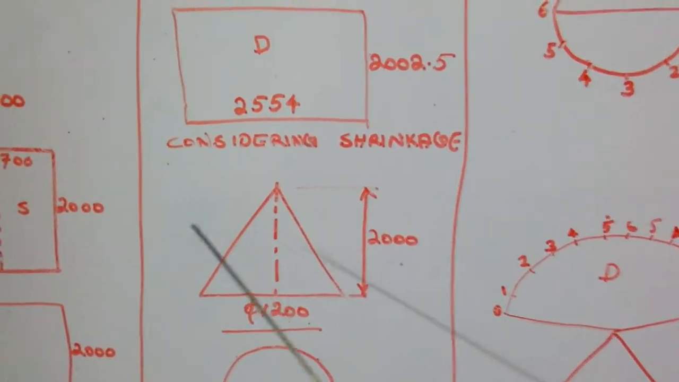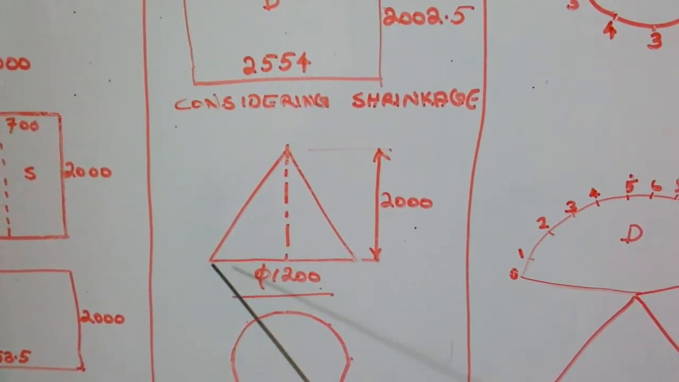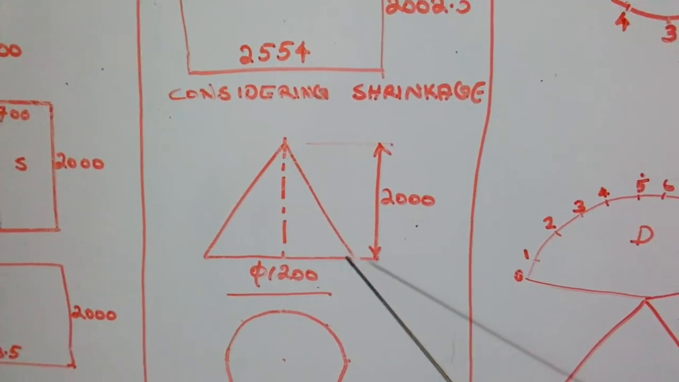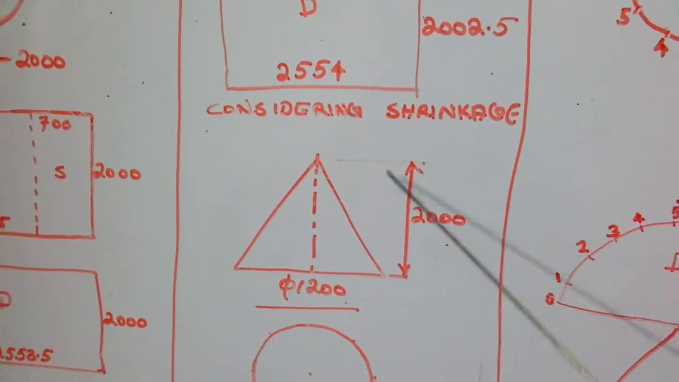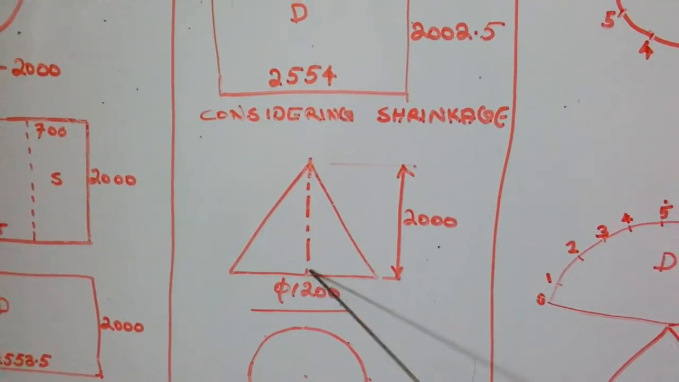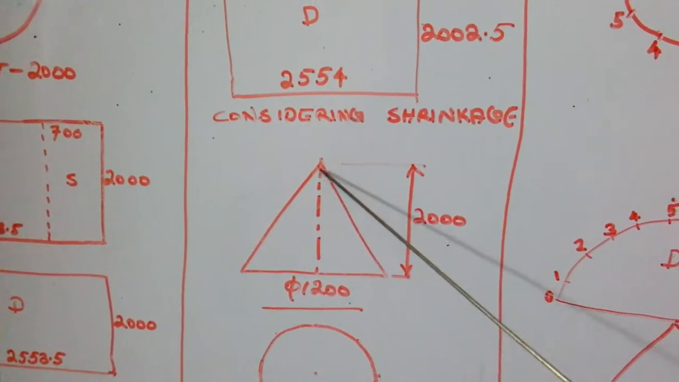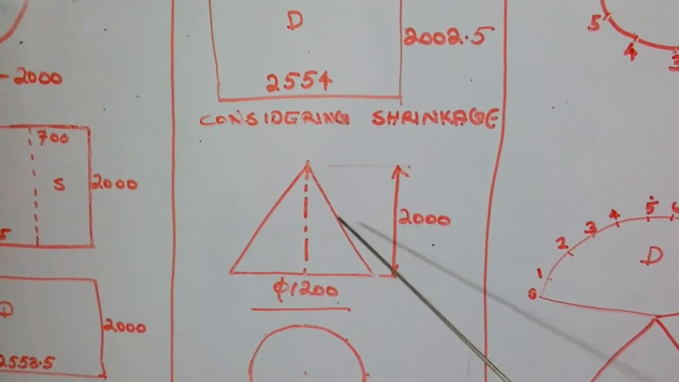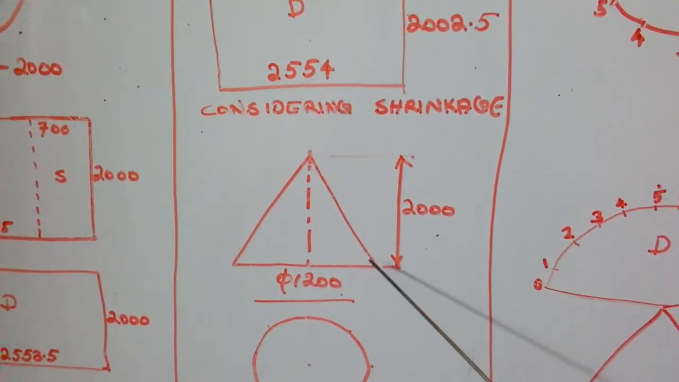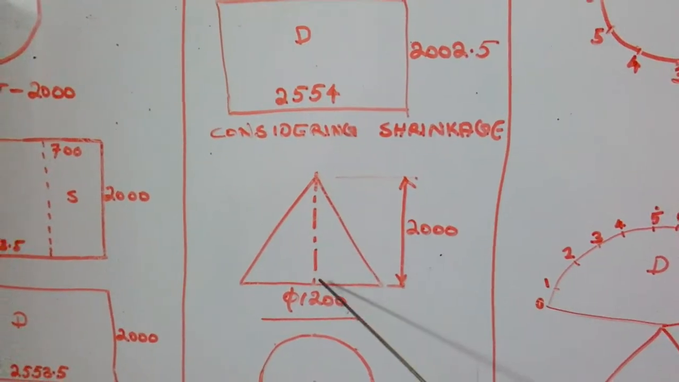Okay. So it means 1200 is the diameter from here to here, and its height is 2000. Height means straight height. Height from here to here is 2000, not this height. It is the inclined height. I didn't write about its inclined height. I wrote about the straight height. It is 2000.